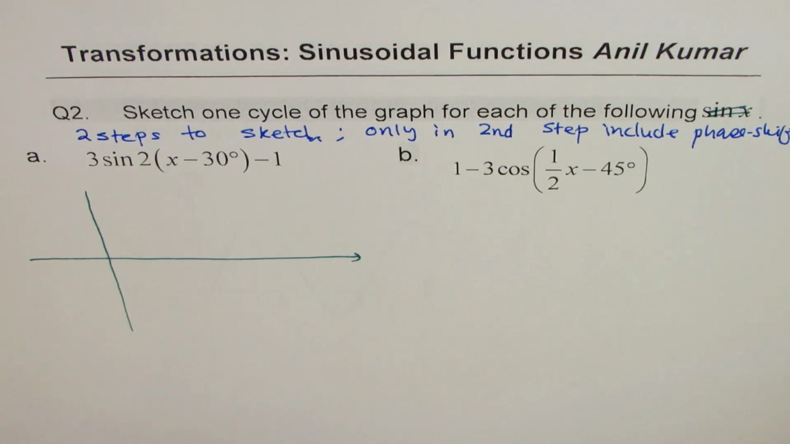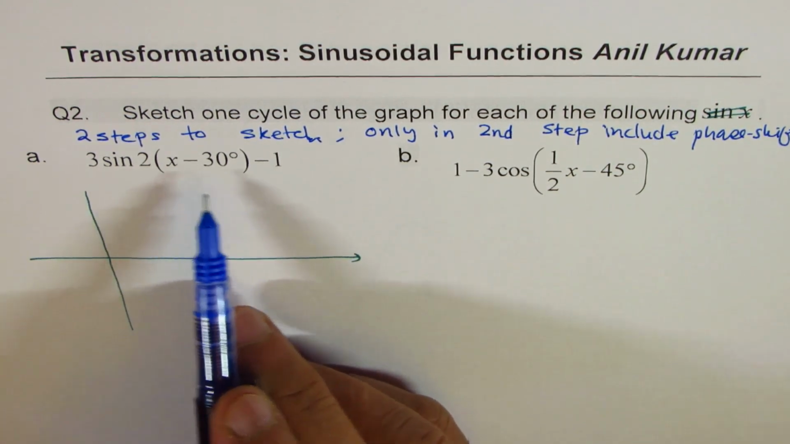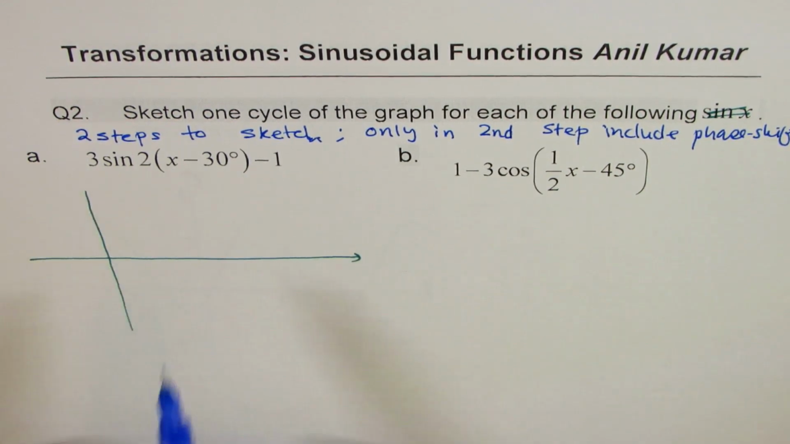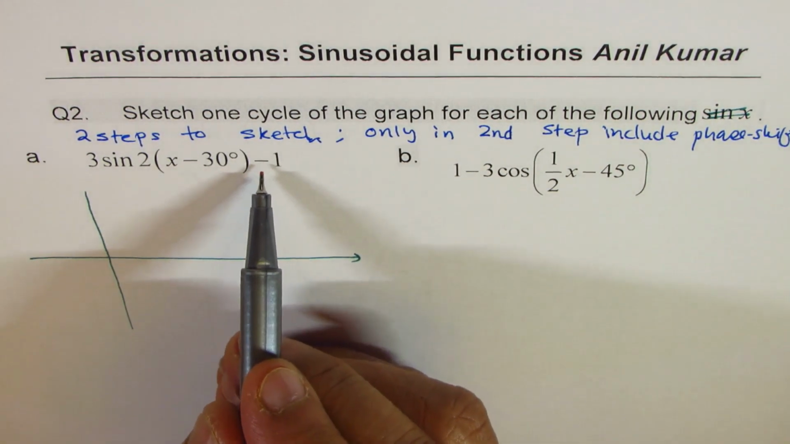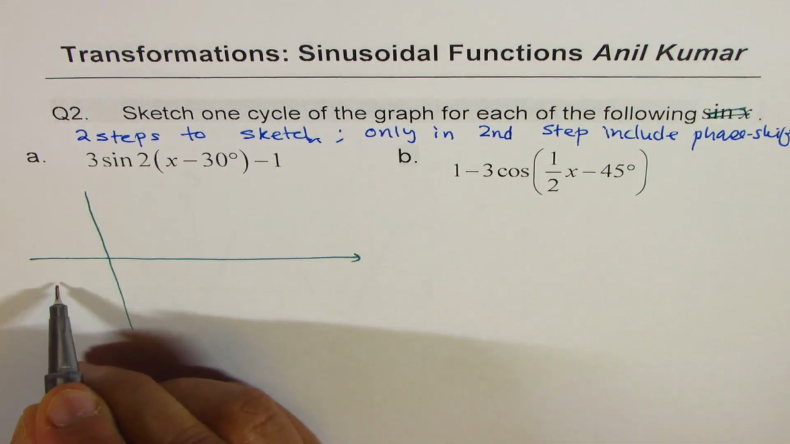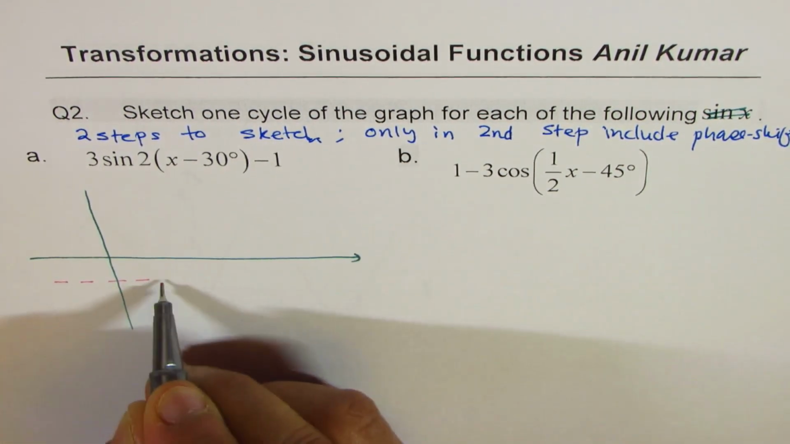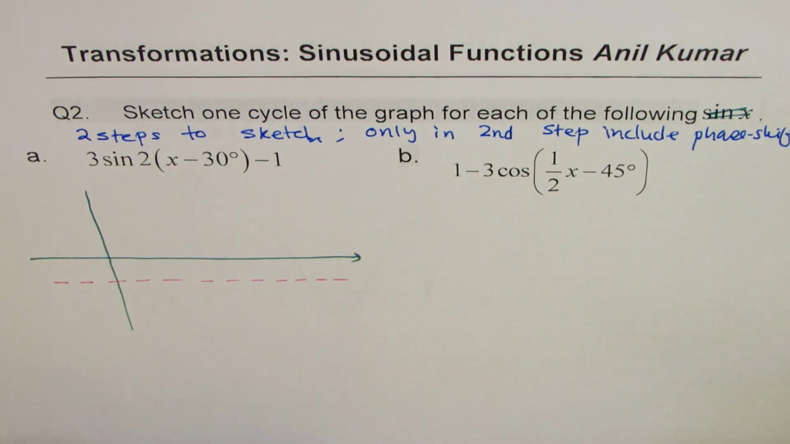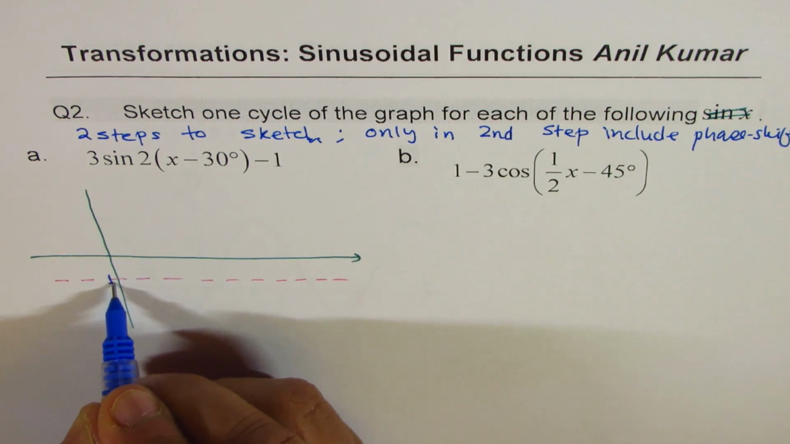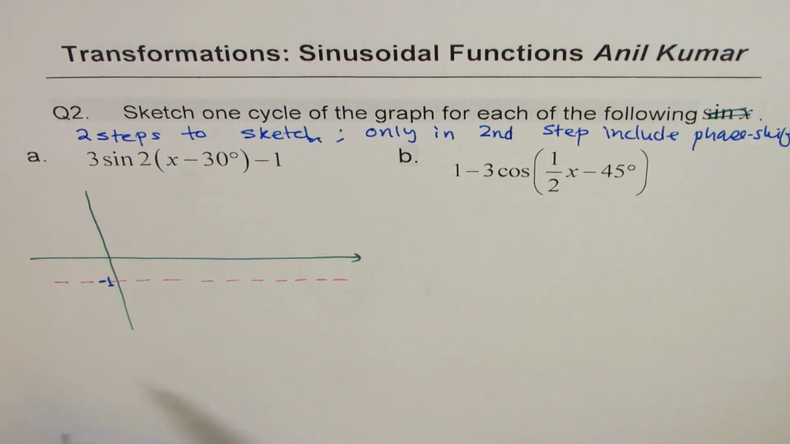You can also do it by transforming key points. You could do that, but I hope you like this method. It is very straightforward and simple. So the first step is -1, our translation, one unit down. So at -1, I will draw a line, which is the axis of the given equation. So this is at -1.